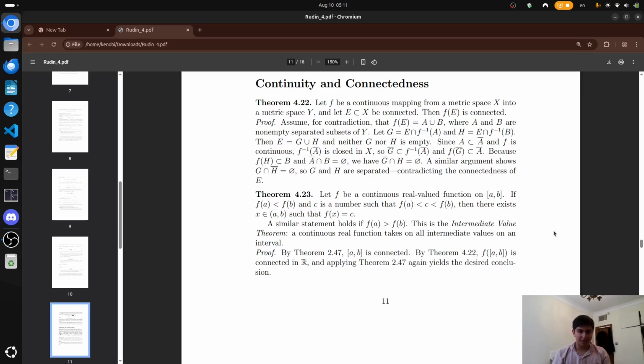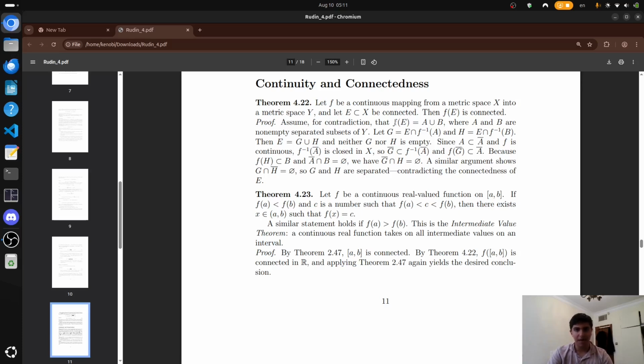Now, continuity and connectedness. Let f be a continuous mapping from a metric space X into a metric space Y, and let E in X be connected. Then f of E is connected. The famous saying is that when something is continuous, you can't take the pencil off the paper when you're drawing it. This is basically what it's saying.